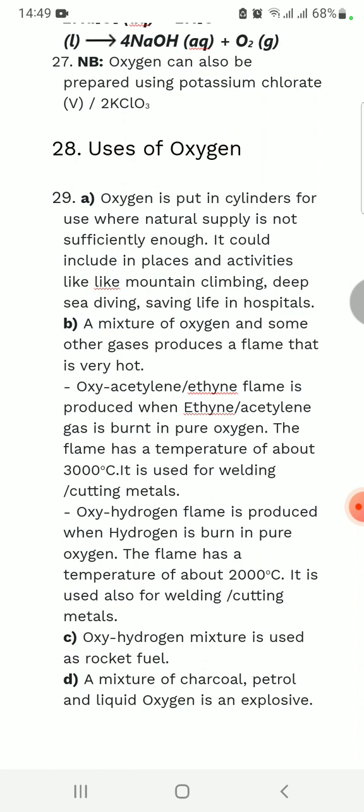The oxyhydrogen mixture is used in rocket fuel. I hope you are noting it. Then a mixture of charcoal, petrol, and liquid oxygen is an explosive. So oxygen is put in cylinders where natural supply is not sufficient, it's used in welding when combined with other flames, and it's used as rocket fuel. Also, a mixture of charcoal, petrol, and liquid oxygen is explosive.